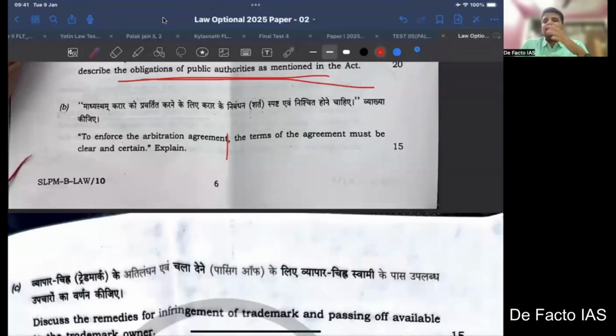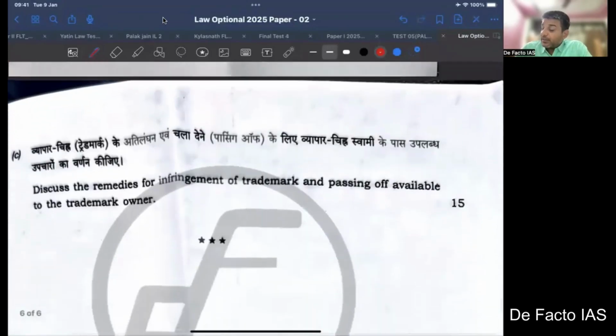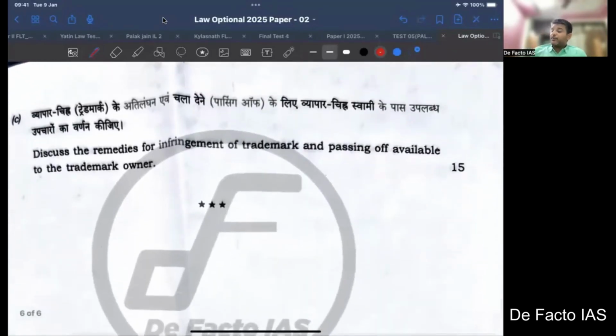The court said, see, the entire premise of any kind of commercial legislation is to facilitate commerce, right? The purpose is not to restrict commerce. So the interpretation of the law should also be made in a manner that it facilitates commerce rather than restricting it. So that philosophical line along with that case is also sufficient. Now, discuss the remedies for infringement of trademark and passing off available to a trademark owner.